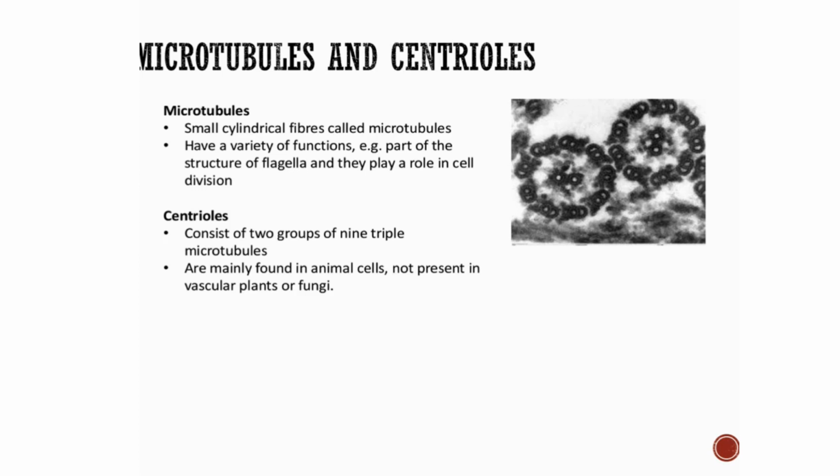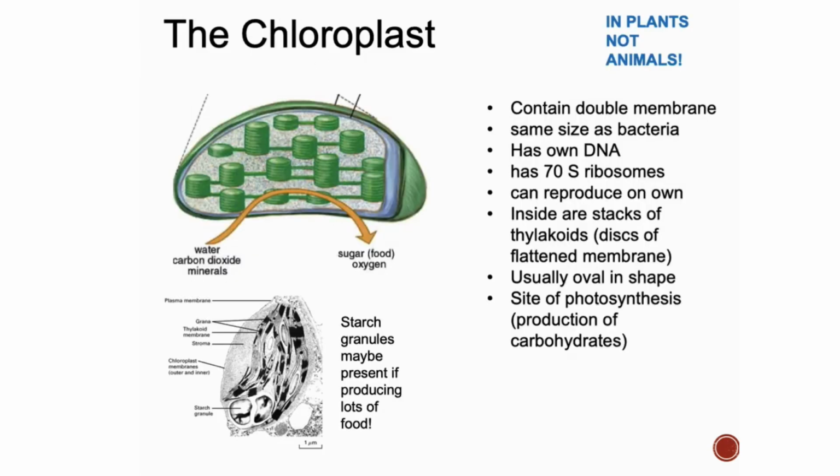So here is the chloroplast, in plants but not animals. It contains a double membrane, is the same size as bacteria, has its own DNA, has 70S ribosomes, and can reproduce on its own. Inside are stacks of thylakoids, and it is usually oval in shape, the site of photosynthesis. Starch granules may be present if producing lots of food.